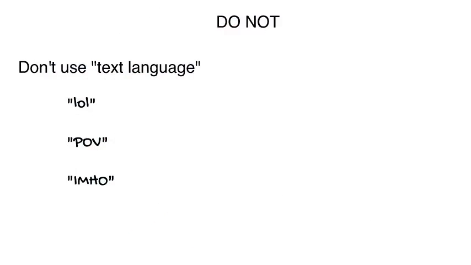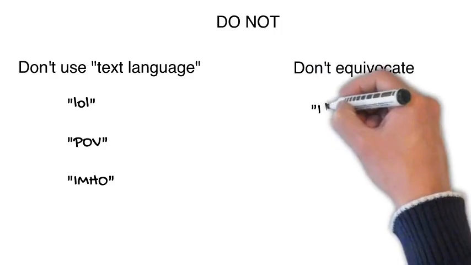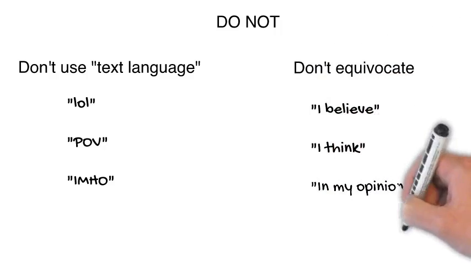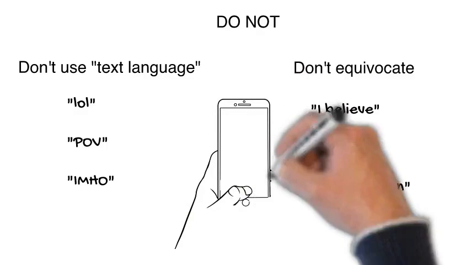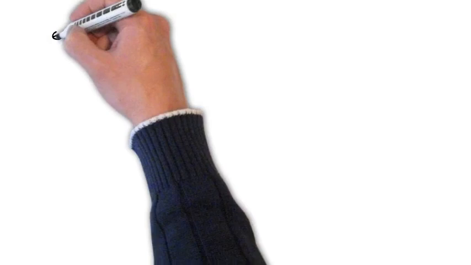And here are a couple of helpful do nots. First of all, don't use text language. I don't want to see LOL and POV and IMHO. I also don't want you to equivocate. Don't start with sentences like, I believe, I think, in my opinion. Start your sentences with, this is true and that is so. Be confident. You're smart. You can do this.